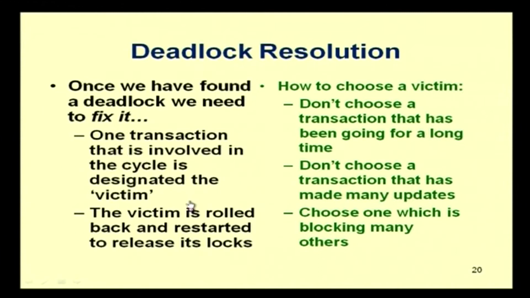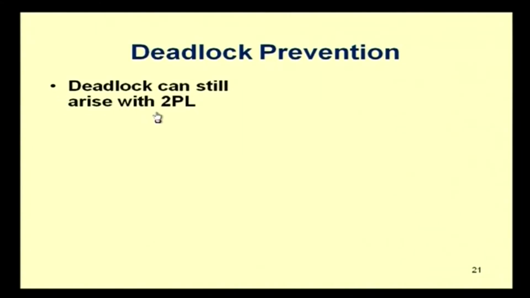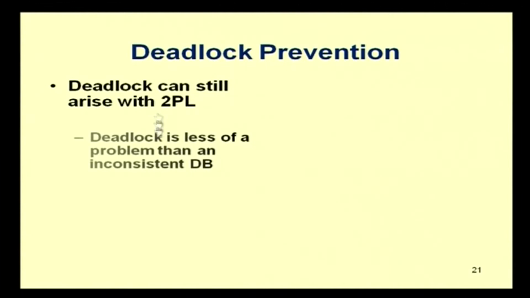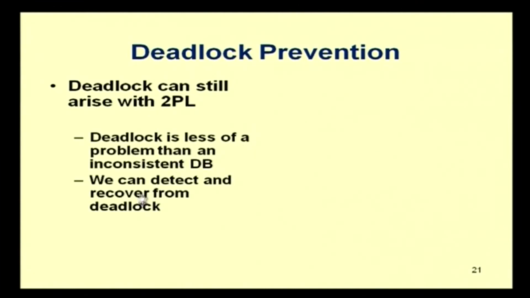Now, that is about deadlock detection we did, deadlock resolution we did. Now, it is better to prevent deadlock. So, how do we prevent deadlock? For that, deadlock can arise even with 2-phase locking. So, deadlock is less of a problem than an inconsistent database because we can detect and recover from deadlock. It would be nice if you can avoid it altogether, that is if you prevent it altogether.